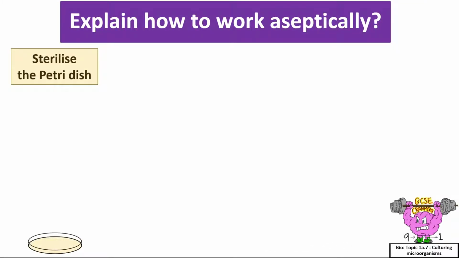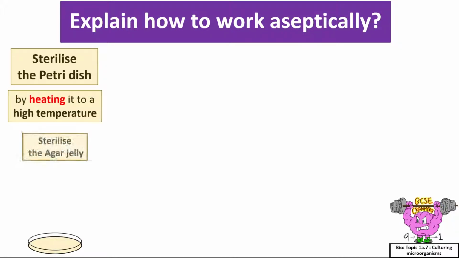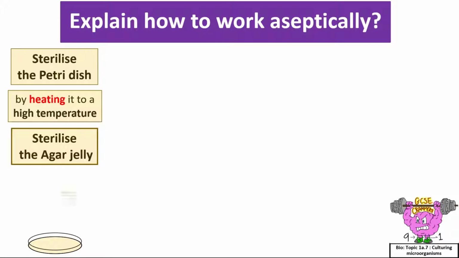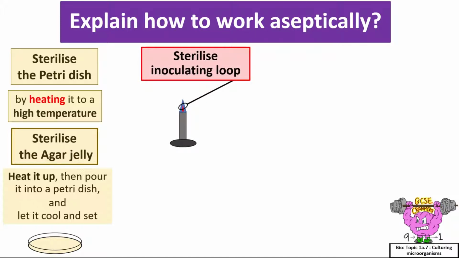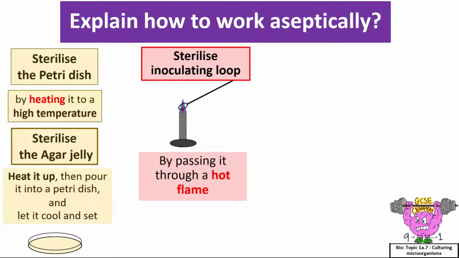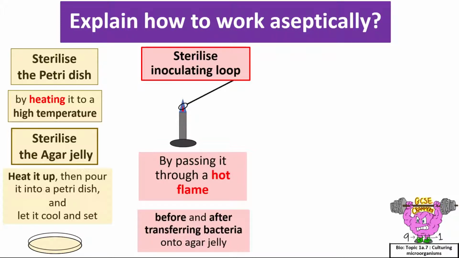Sterilize the petri dish by heating it up to a high temperature. Sterilize the agar jelly. Heat it up and then pour it into the petri dish and let it cool and set. Sterilize the inoculating loop by passing it through a hot flame. This must be done before and after transferring bacteria onto the agar jelly.